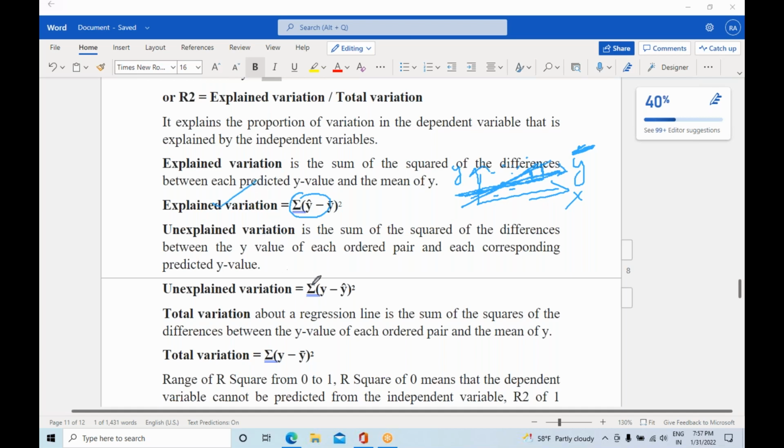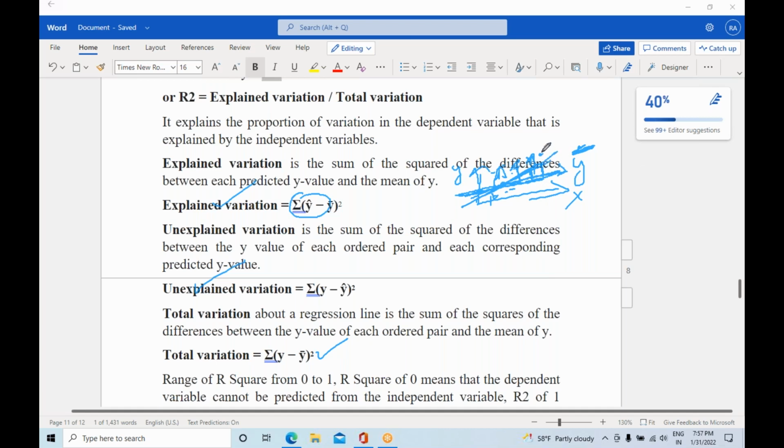And coming to the unexplained variation, in the sense of this best fit line, we have to find out the distance between each and every point of your original data. That is what we are calling unexplained variation, and total variation in the sense is the sum of both of them. So total variation is about the regression line, the sum of squares of the distance between the y values and the mean of them. Y minus y mean whole square, that is your total variation.